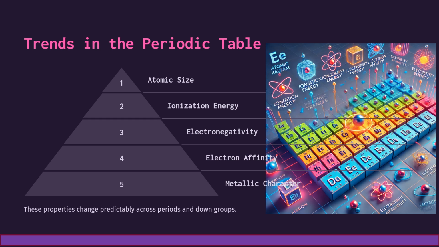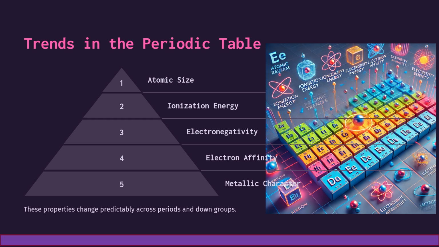Metallic character describes an element's ability to lose electrons easily. This trait is strongest in elements to the left and bottom of the table, where atoms have fewer valence electrons and a weaker hold on them. Which group contains the most metallic elements?